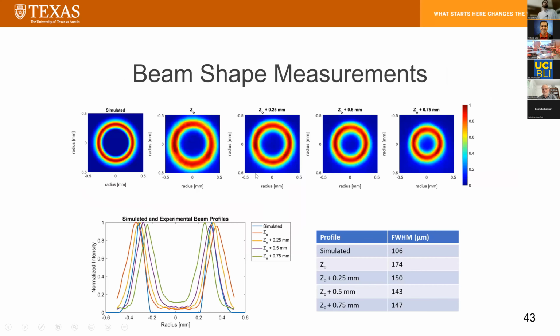So here are our results of that. On the left here, we have a simulated beam generated in Zemax. And then these are our experimental beam shapes as the beam is focused. So you can see we can get these beams of different diameters, and we have this very nice looking annular shape here.